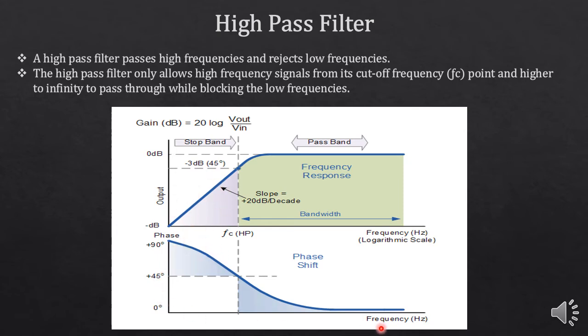This is the phase response of the high pass filter. The phase of the high pass filter varies from plus 90 to 0. At the cutoff frequency, the phase of the filter is 45 degrees. Here this is the 3 dB point where the gain of the filter is 0.707 or minus 3 dB. And here the power will be again half.